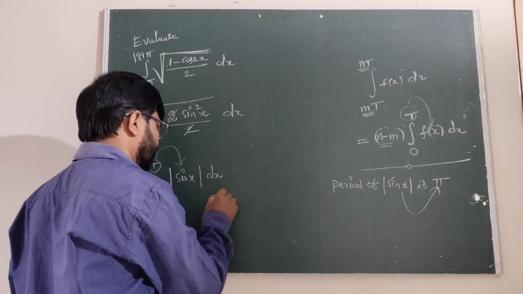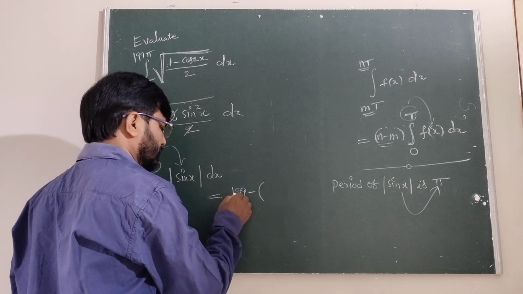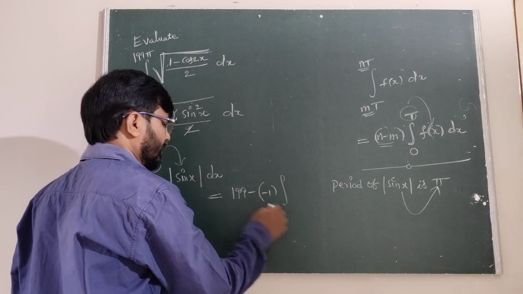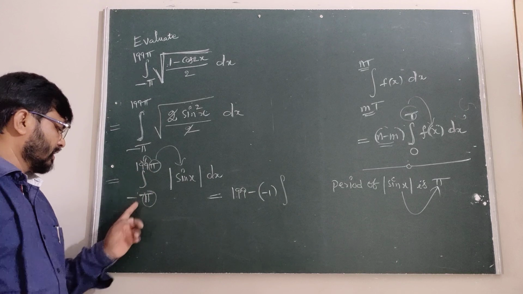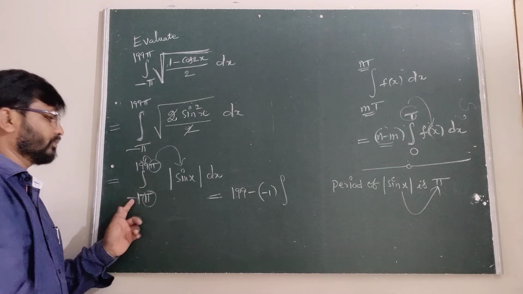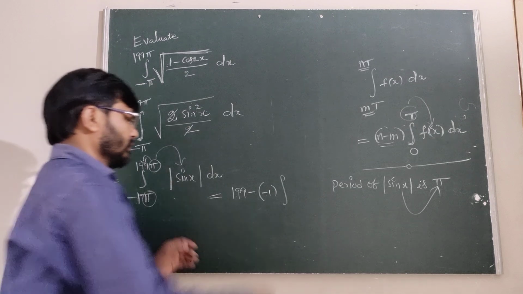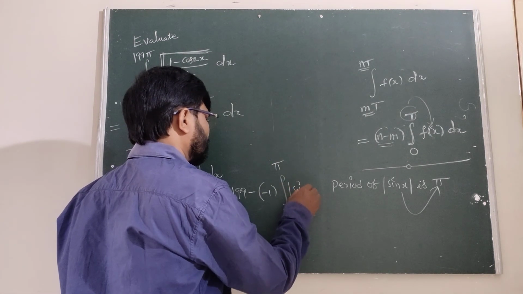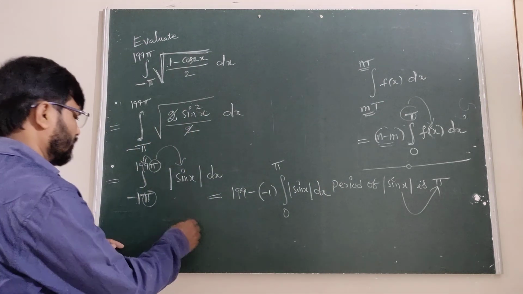That means n minus m is 199 minus of minus 1. What is n here? 199. m is minus of 1. So n minus m, minus of minus 1, is 200, times the integral 0 to pi of modulus of sin x dx. So this is the 200.